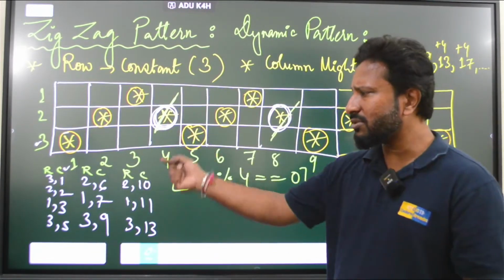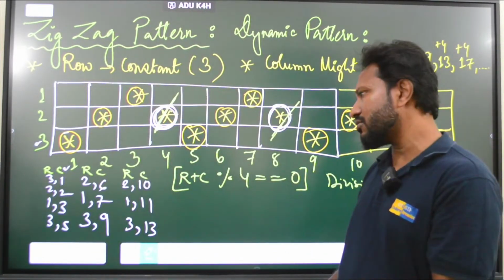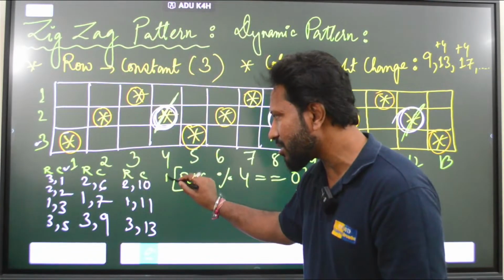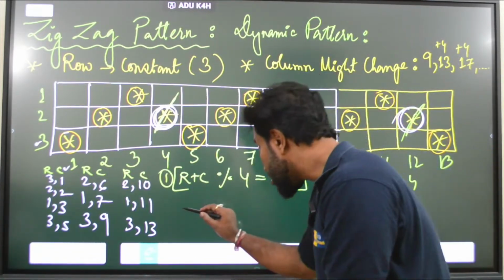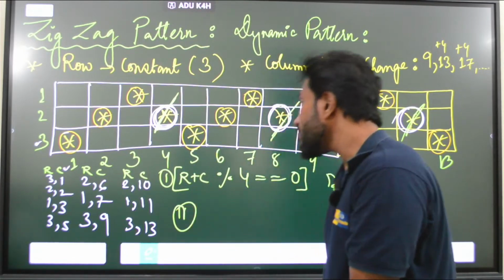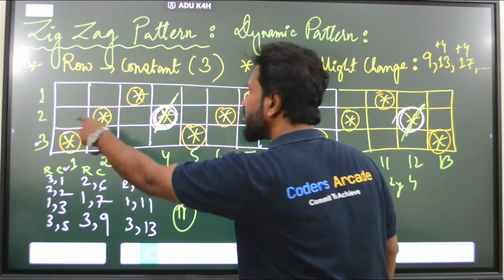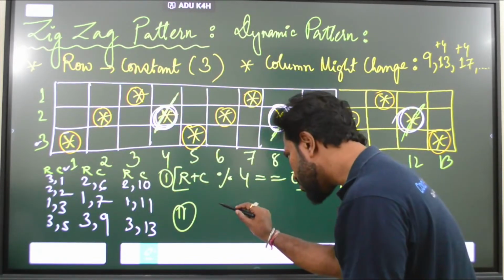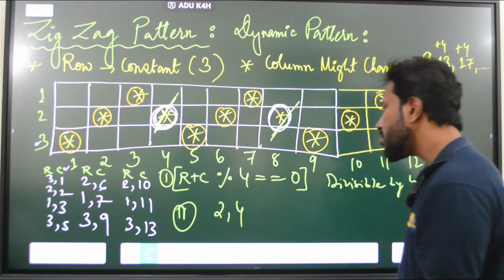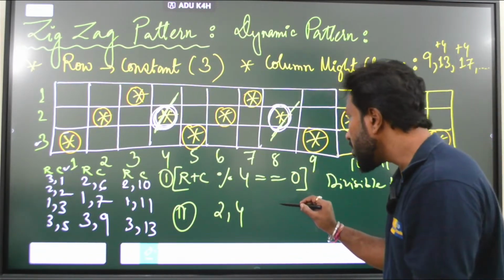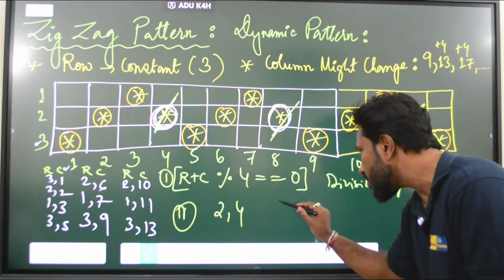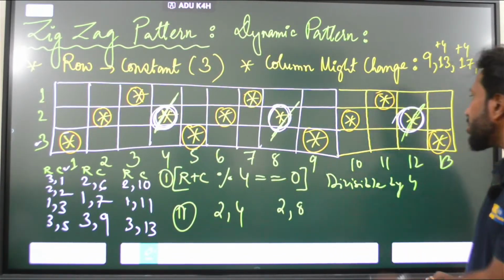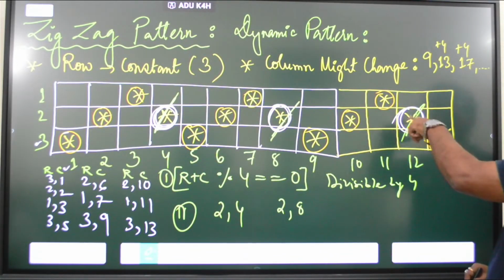Let's write down the row and column values for them also. So one part we have figured out. This is done and dusted. The next part, the second one, let's see. This one is 2, 4. The next one, this one is 2, 8. And the last one is, if you see, 2, 12.